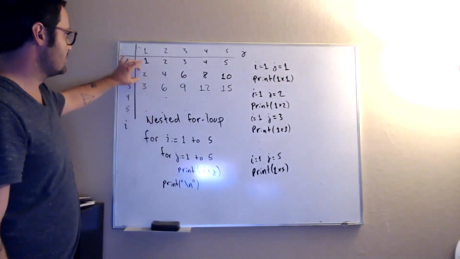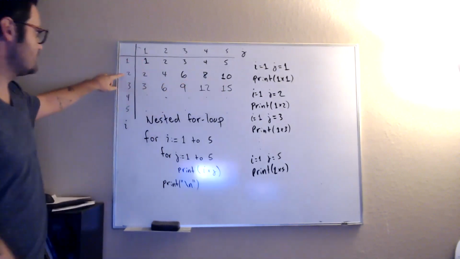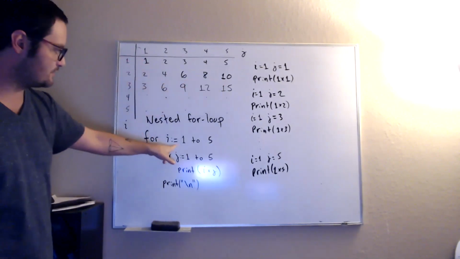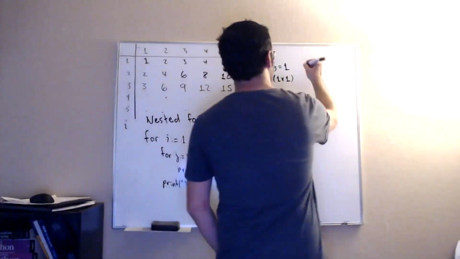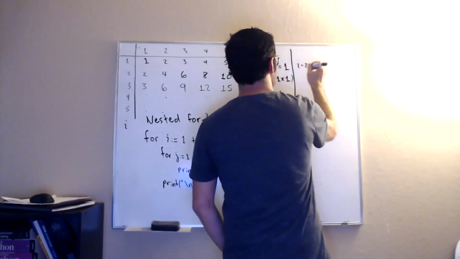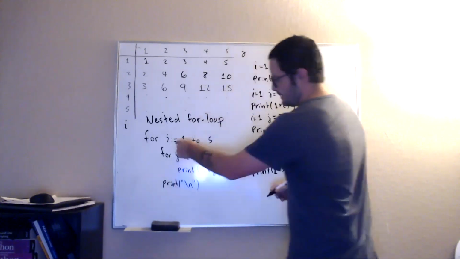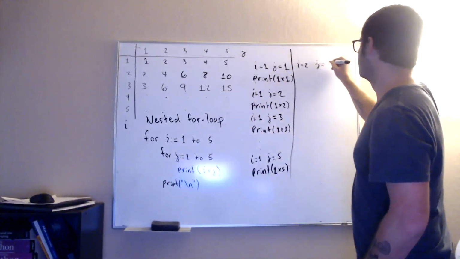So now you're on a new line, and now you want to do this here. But now I has been incremented to 2. You're still inside of this top for loop. So now I is equal to 2, and then you go inside this for loop, and J starts at 1 again.